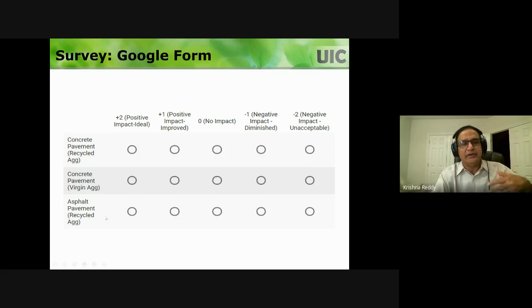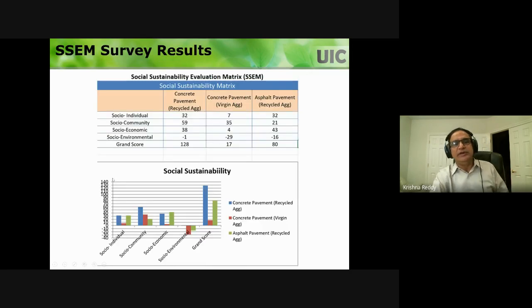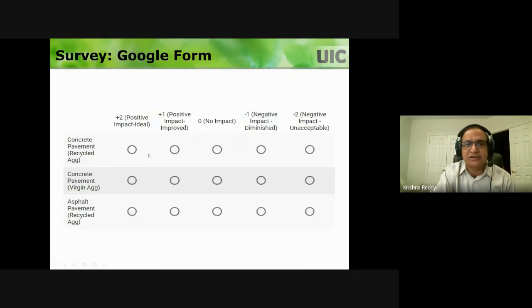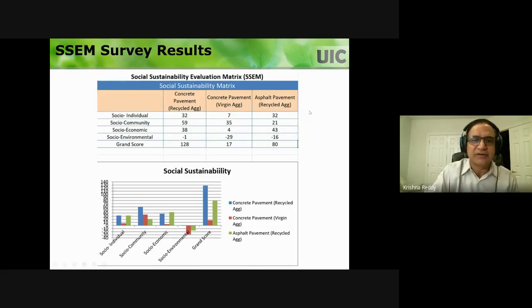For each of these key areas, we ask that question, and we say, if we have this concrete pavement with recycled aggregate, alternative 1, alternative 2, alternative 3, we ask them to rate these things. So we get all that feedback. Then we convert the answers into numerical terms with 0, plus 1, plus 2, minus 1, minus 2, and then we have this response. For this project, we did a survey, and we got the responses, and when we add them up, these are the results in table form, and these are in graphical form.